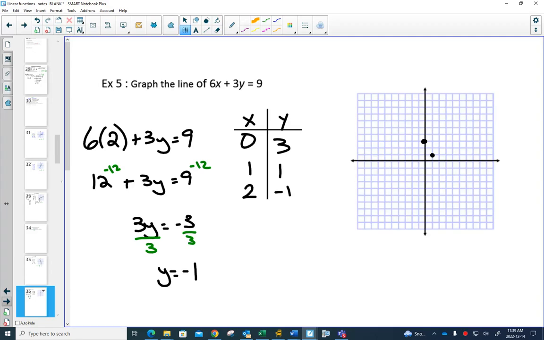What happens if I plug in 2 for x and negative 1 for y? And you see that you'll get 12 minus 3. Does that work out to 9? Yes, it does. And when I plug that point in, negative 1, do my 3 points match up in a straight line? Yes, they do. If I go from one point to the next, what is our slope? 1 to the right, 2 down. And you see that would be minus 2 over 1, which is just minus 2.